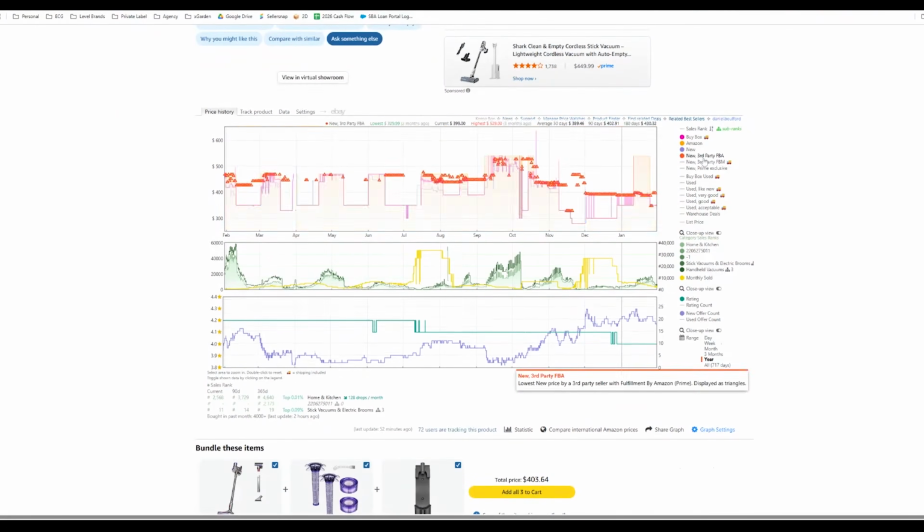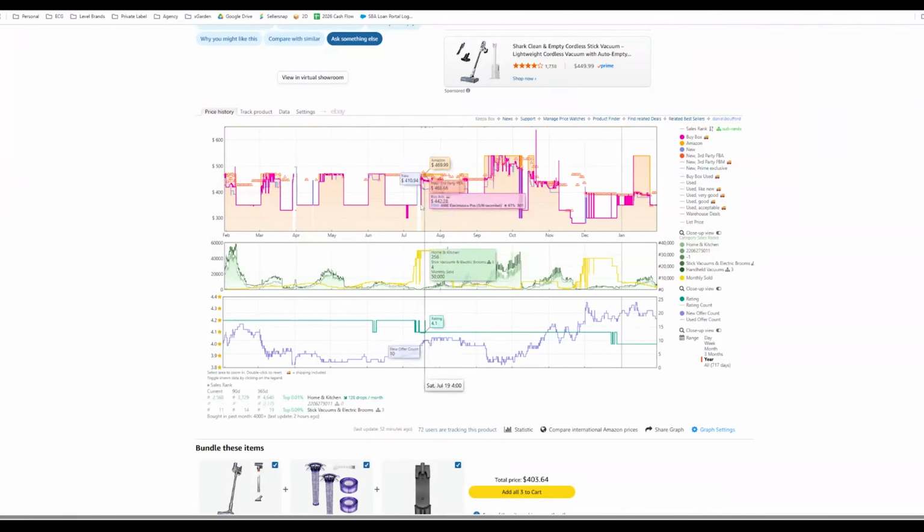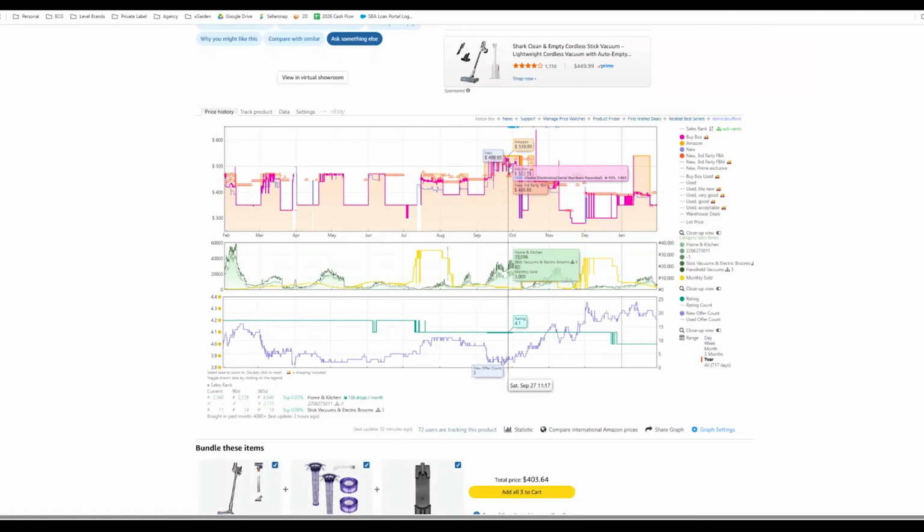Price history, this is interesting. Amazon's jumping up and down all over the place. You can see one month they're at $469, the next month they're at $349, then back up to $469. I'm seeing third-party sellers coming on and hovering slightly below Amazon. You can see where Amazon is at like $539 here. And then we have FBA offers at like $529, $509.